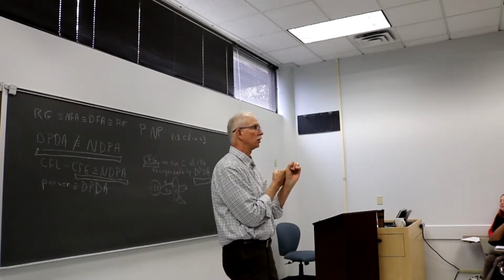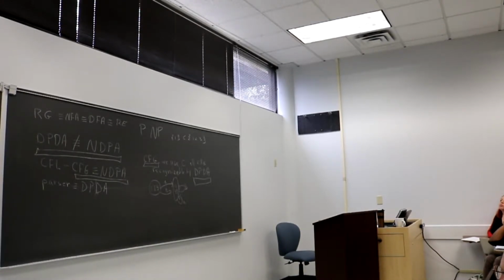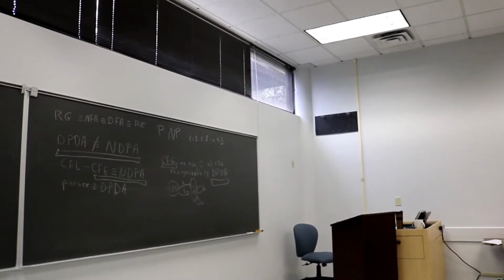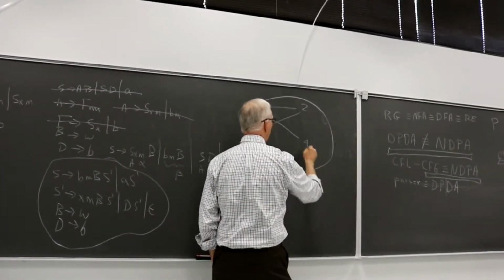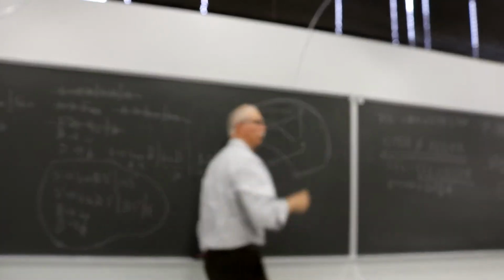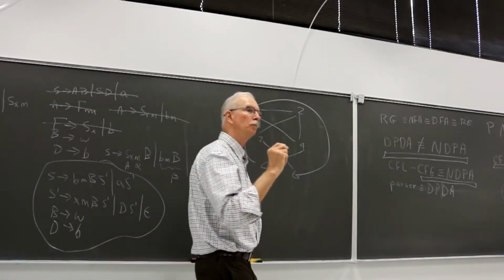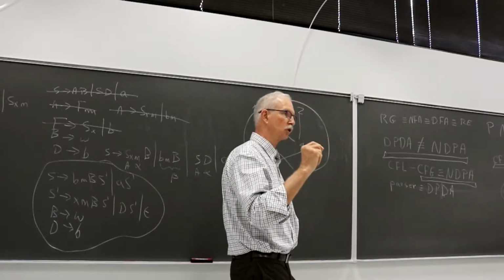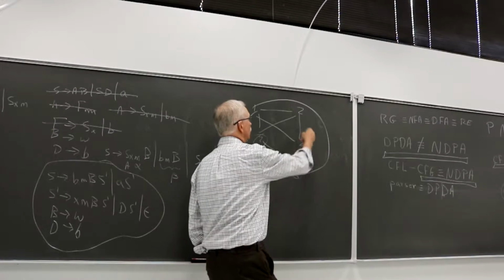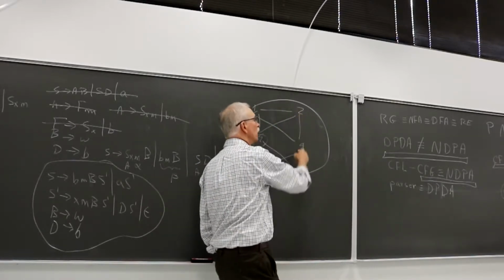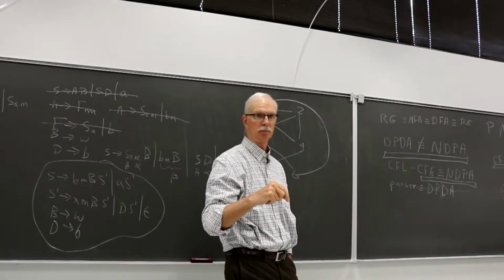Okay? So what we have is cities 1, 2, 3, 4, 5, 6, and we've got roads between them all. So there's a road between every city. I probably didn't draw enough lines. And so the traveling salesman problem says, I want to start out in any city, and I want to visit every other city exactly once in minimum distance.